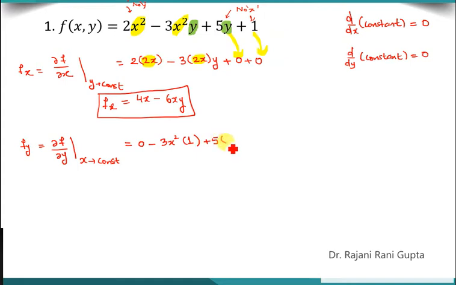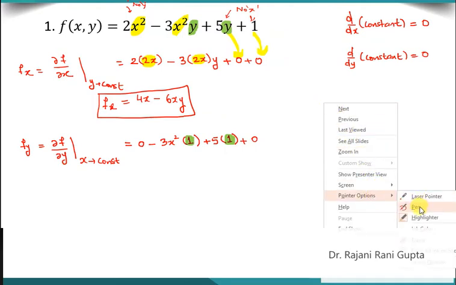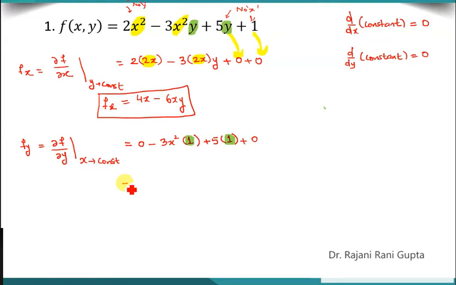Plus 5 is a constant, keep it same, derivative of y is 1, plus 0, because again there is no y in the last term. So what we did, in place of y we wrote its derivative. In these two terms we were having the function of y, so we differentiated them, whereas in the first and last term there is no y term, so we directly put it as 0. So what we got here, minus 3x square plus 5, is the derivative with respect to y.